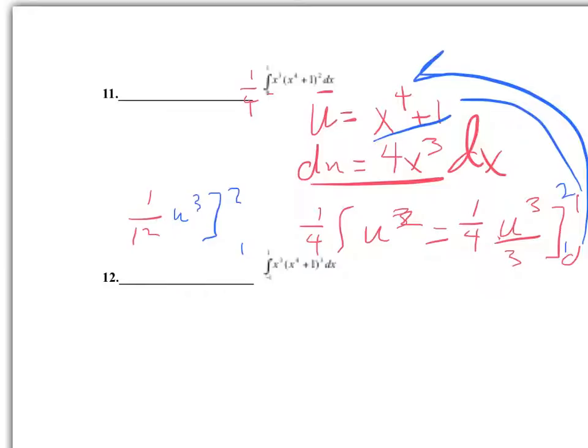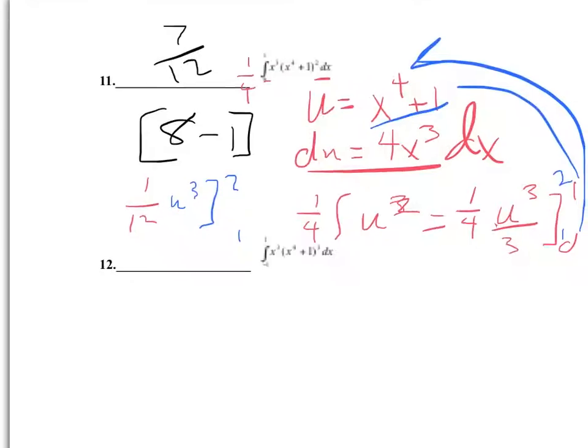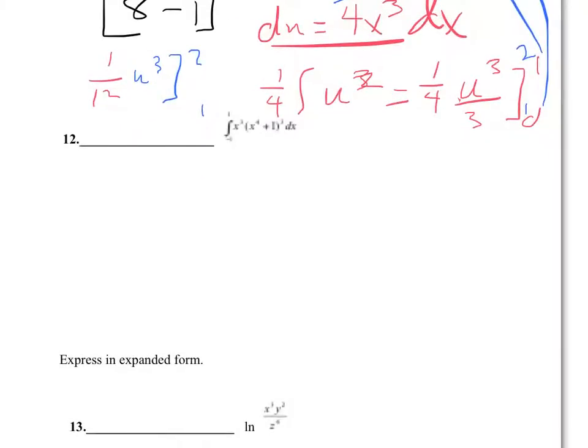Okay, so if I plug in a 2 into that, 2 to the third is 8. So I have 8. If I plug in a 1, I get 1. So I have 8 minus 1, which is 7, and then times 1 over 12, so it's 7/12. Okay, number 12. Kind of the same thing.